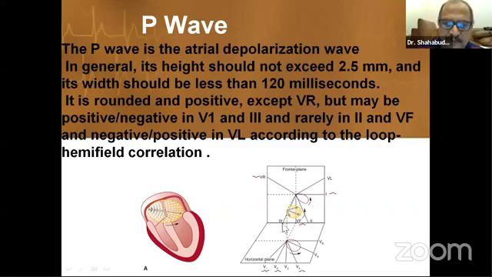So in case of lead 1 and 2, it's definitely positive, but in case of V1 and lead 3, it may be positive or negative, and it definitely is positive in V5 and V6. But in aVL, it may be either negative or positive according to the hemifield and the relations.